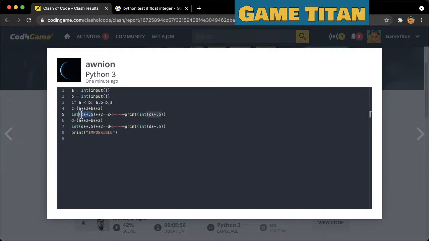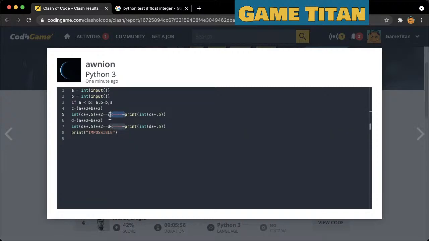So if we square root it and then take the, oh, I see. So you take the floor of the square root and then square that again, and if it's back at c, oh, that makes sense. Then you print.